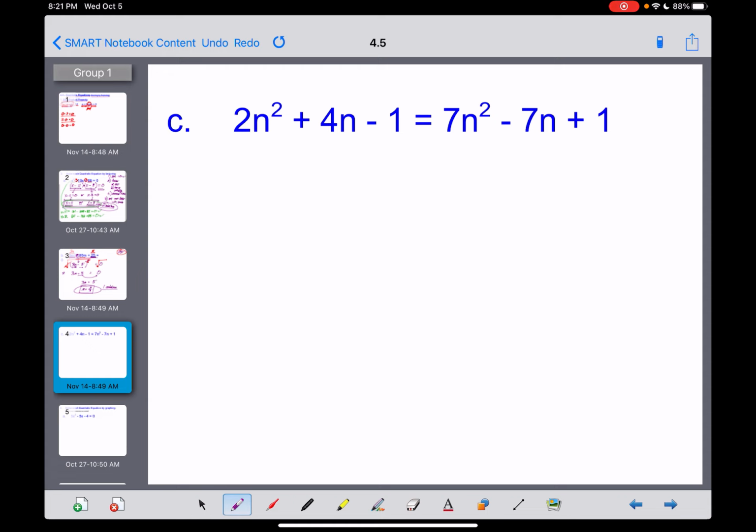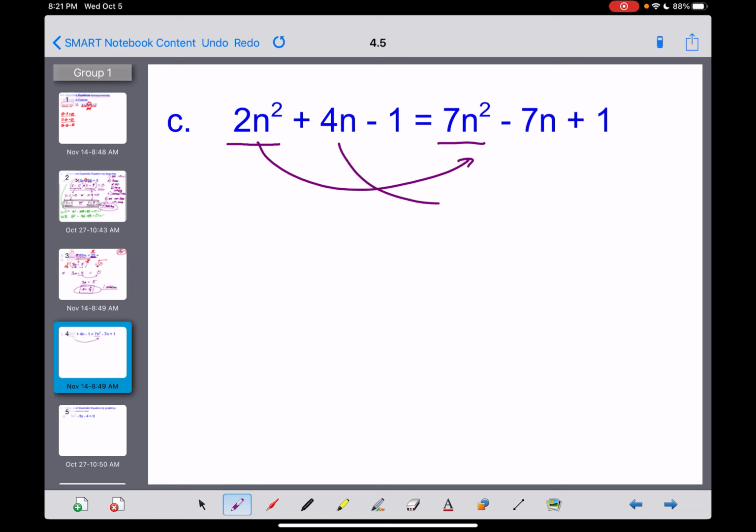So we need to make a decision. Do we want to move all of our terms from the right over here to the left, or all the terms from the left over here to the right? Both of them will work. Well, the way you should make your decision, nobody likes dealing with a negative leading coefficient. So look at your highest degree terms, n squared on the left and n squared on the right. What we do, guys, is we move the little guy to the big guy. We're not going to move 7n squared over here to 2n squared because that would give us a negative 5n squared. No thanks. We're going to move this 2n squared over here.